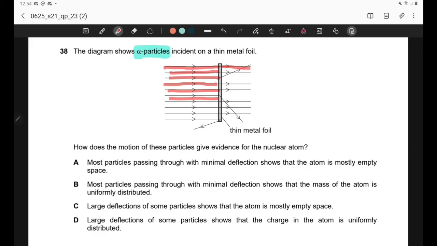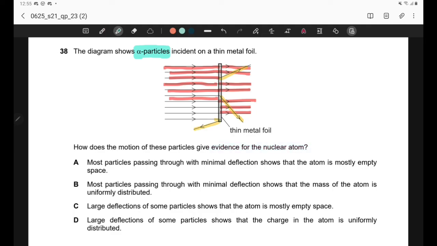Most of the alpha particles are moving without any deviation. Only a few alpha particles are deviating with a small angle, and a very small number of alpha particles, even here only one alpha particle, is reflecting more than 90 degrees, or reflecting back. So how does the motion of these particles give evidence for the nuclear atom? This is similar to Rutherford's alpha particle experiment. Let us look at each option.